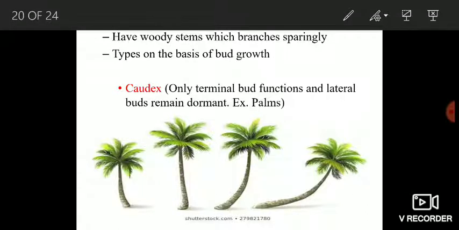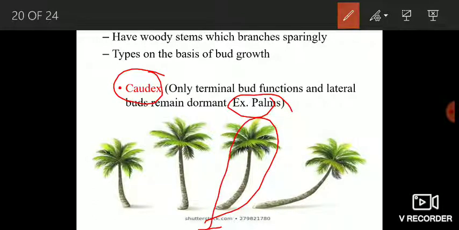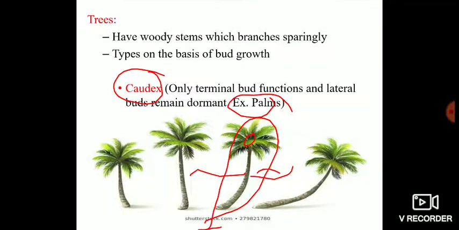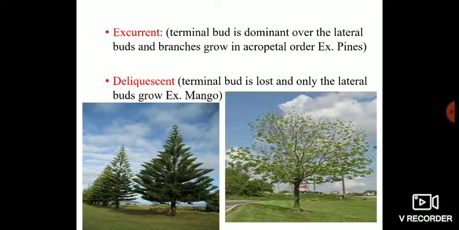First one is codex. Here, only the terminal bud functions and lateral buds remain dormant. Example is palms. In case of palms, you can see you are having a terminal bud, and that terminal bud continuously grows, while the lateral buds remain dormant. As such, there is no formation of lateral branches. You have to remember that the codex type of growth is when only a terminal bud is functioning, and the lateral buds are dormant.